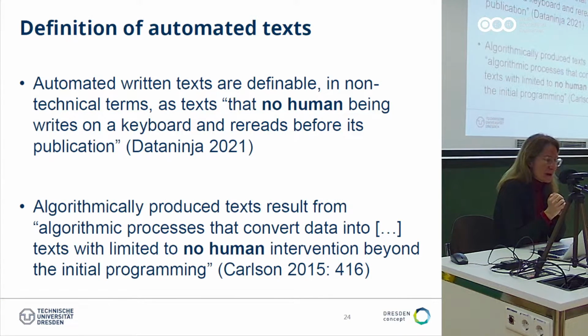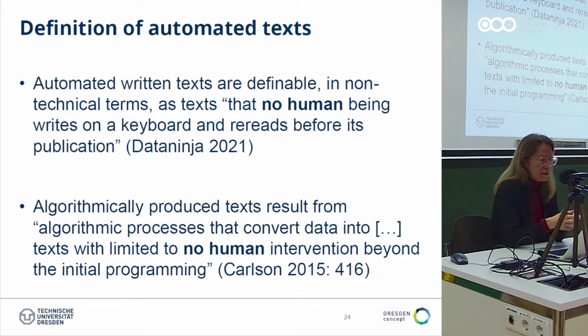I've provided two definitions here. One that is non-technical, and the other one that is a bit more precise. The first one is from Data Ninja, an Italian data provider that also developed a writing software that wrote the text that I will then describe in a moment, on which I have based my case study. In the definition of Data Ninja, the automated texts are defined the following way: automated written texts are texts that no human being writes on a keyboard and rereads before its publication. So this is fairly interesting, because it seems that human beings play absolutely no role in text automation, which is not really true.